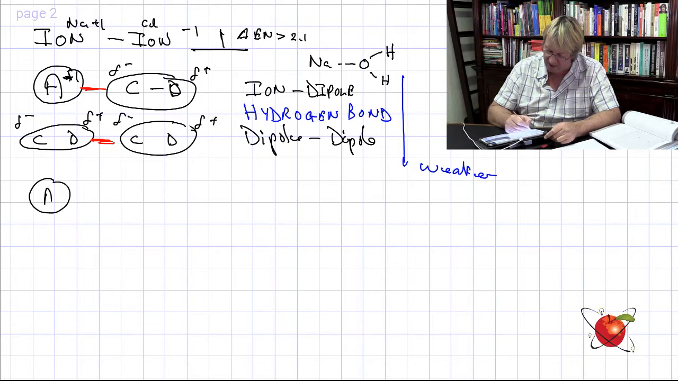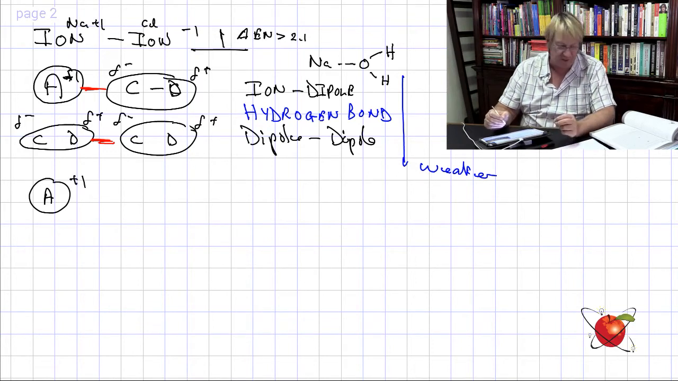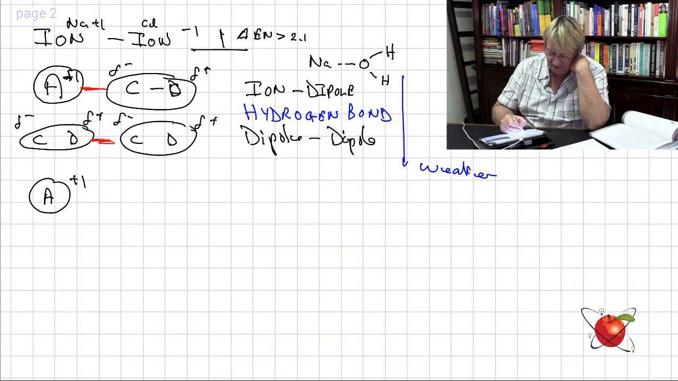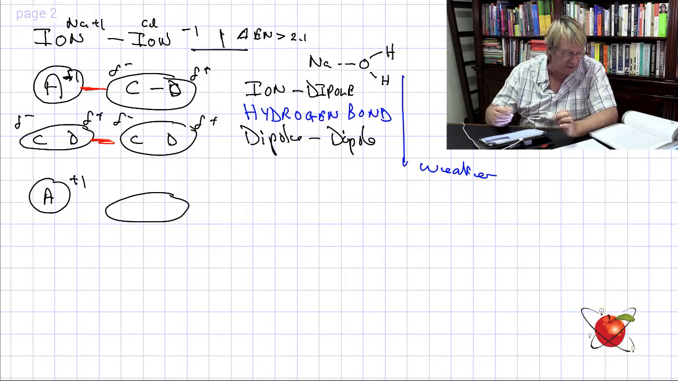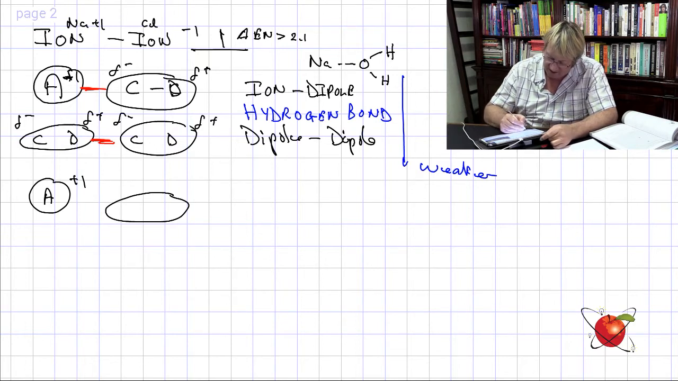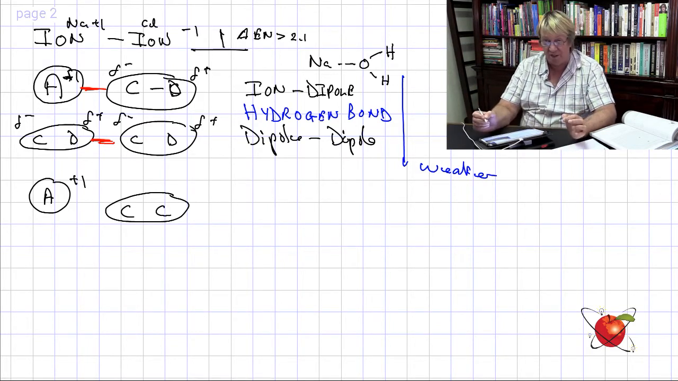We've got ion A. It's a +1 charge. Now it comes near, floating around minding its own business, and it comes near a pure, let's say, covalent bonded thing. This ion is so strong that in what was originally a nonpolar molecule, let's say C and C, the two are the same, which means it wasn't polar.